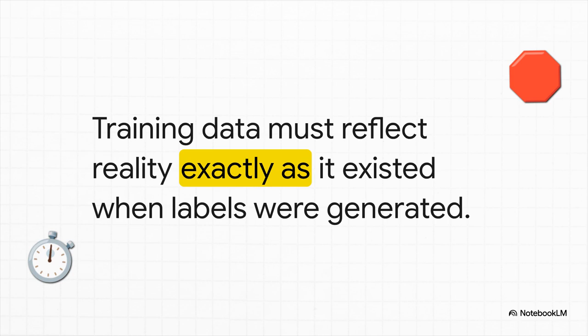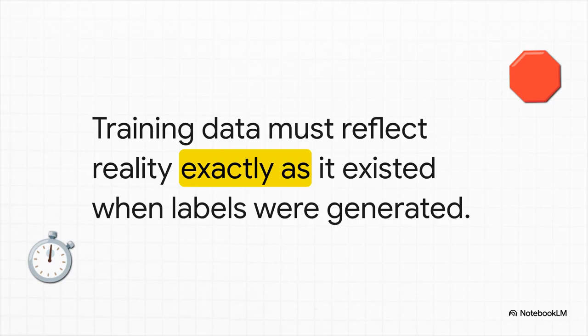When you train a model, your training rows absolutely must show feature values exactly as they existed at the very moment the label was generated. If a customer churned on March 15th, your training data has to show their usage and spend exactly as it was on March 15th, not today's data.